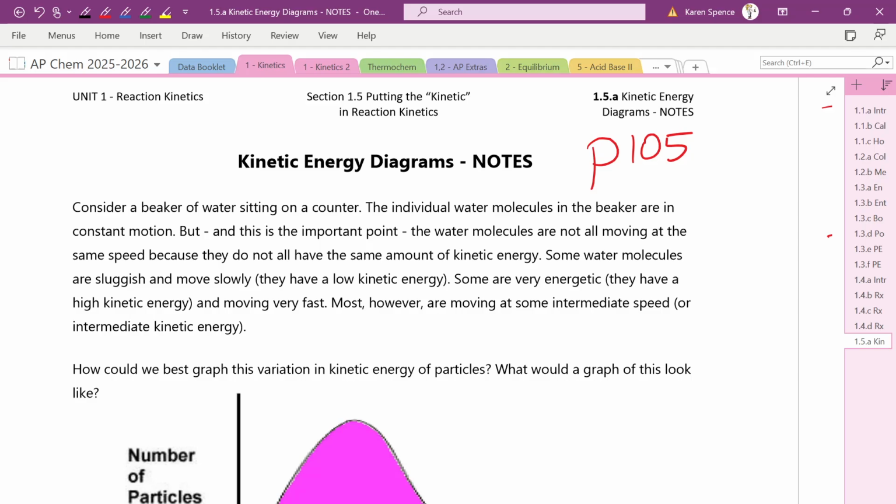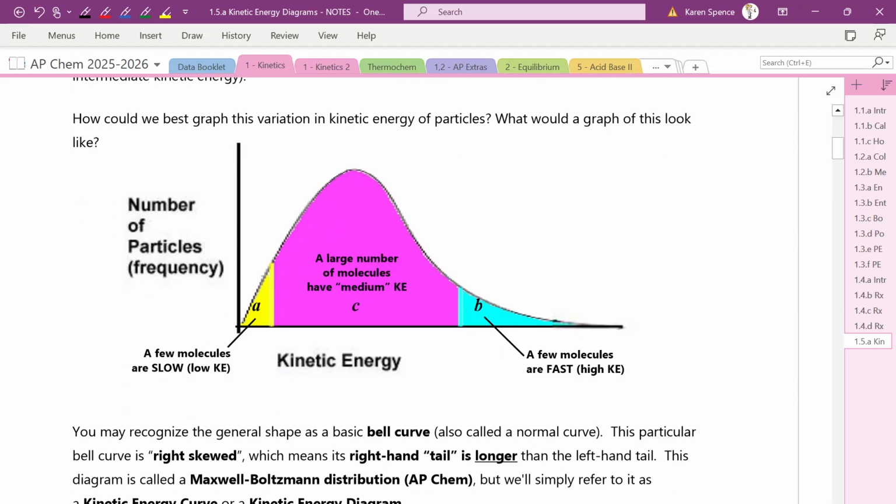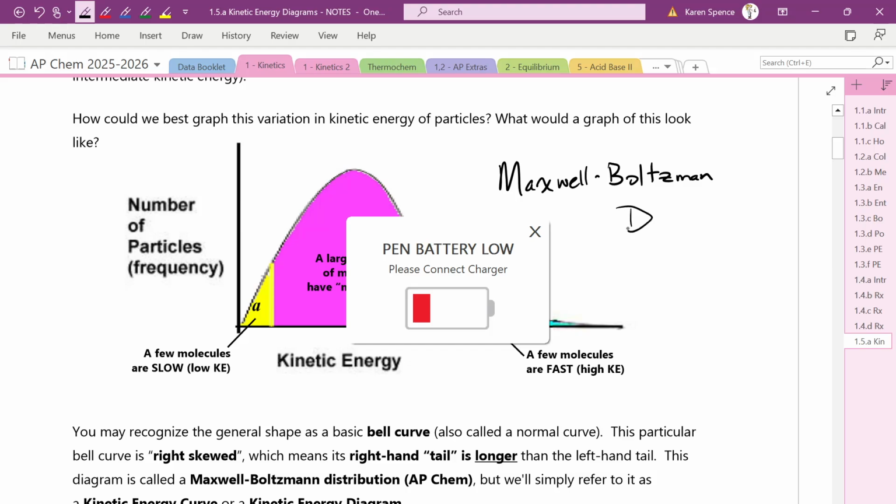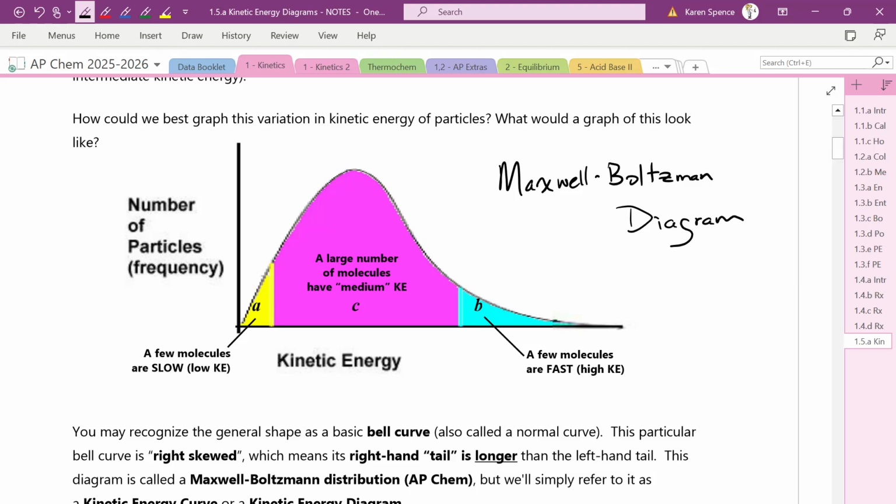Consider a beaker of water sitting on the counter. Does this curve look familiar? This is a Maxwell-Boltzmann diagram. What unit did we use this in? The one that you're wishing that you had attended the lectures for. That was used in gases. Okay.